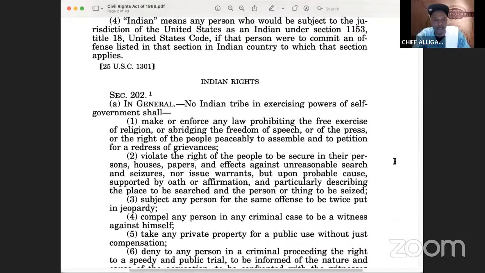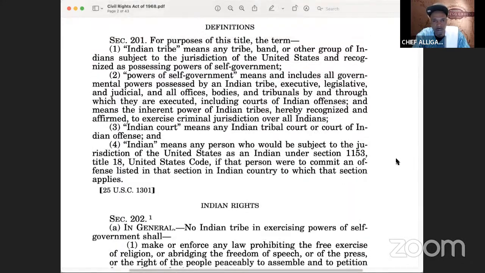All right, stop right there, go back up to definitions. Definitely got to build on this. Number 1, the definition, Indian tribe. Indian tribe means tribe, band, or other group of Indians subject to jurisdiction of the United States.